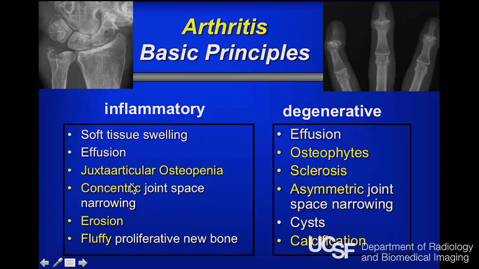Concentric joint space narrowing in inflammatory disorders is opposed to asymmetric joint space narrowing with degenerative disease. And while you have erosions and fluffy proliferative new bone formation, you may have sometimes cysts and calcifications with degenerative changes. So these are clearly very distinct entities, though degenerative disease has sometimes an inflammatory component as well.